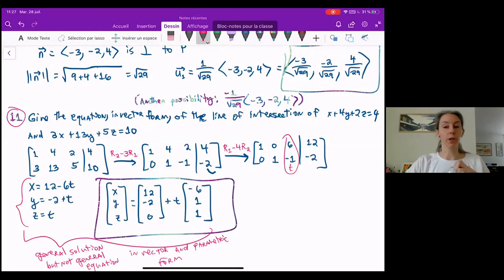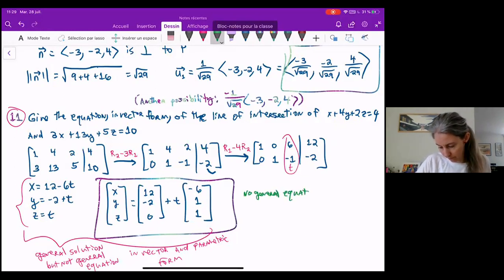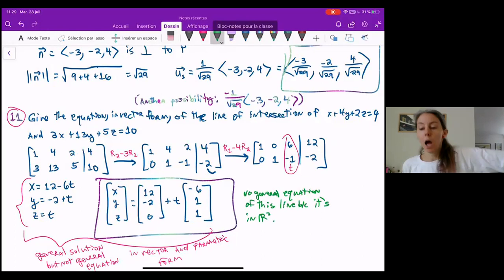We can't do a general equation of this. Exactly, exactly. So we can say here, no general equation of this line. Because it is in R3. Exactly, so general equations in R3 always represent planes. Are there any other questions about this?